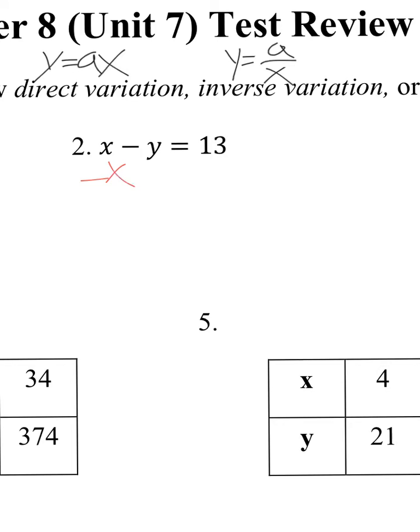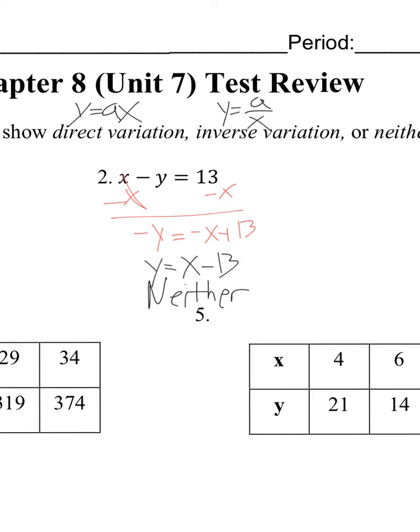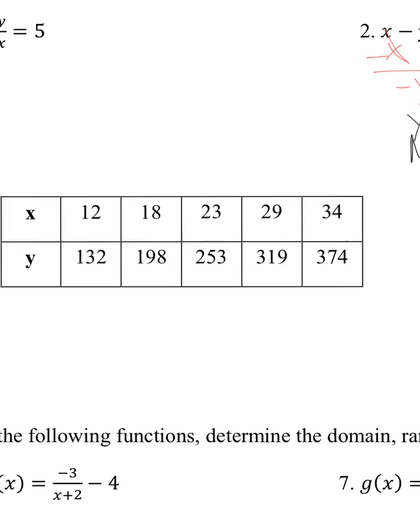I can minus x over, and it says negative y equals negative x plus 13. Flip the signs, positive y equals positive x minus 13. It's still going to be neither because it's adding a negative 13 while it's subtracting it. Yeah, so that's it. Okay, that's all there is to that one.